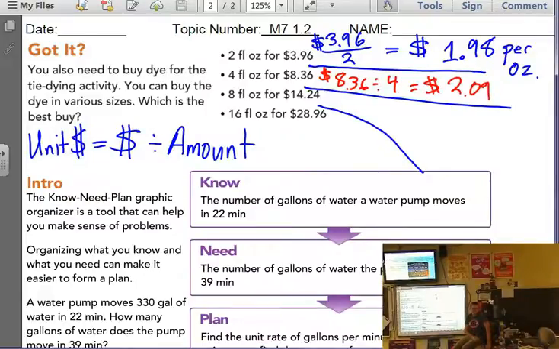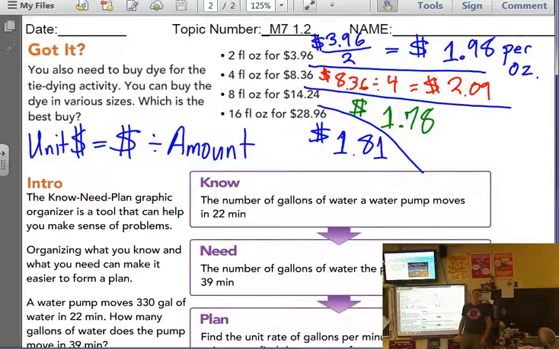$2.09. Josh, my next one, I'm not going to show the work for it. Just go ahead and give me the answer. Okay, I didn't get to that one. I was raising my hand for the other. Awesome. Leah? $1.78 per ounce. And my final one down here, Ella? $1.81, you said? Yeah. So which of these is my best, cheapest unit price?